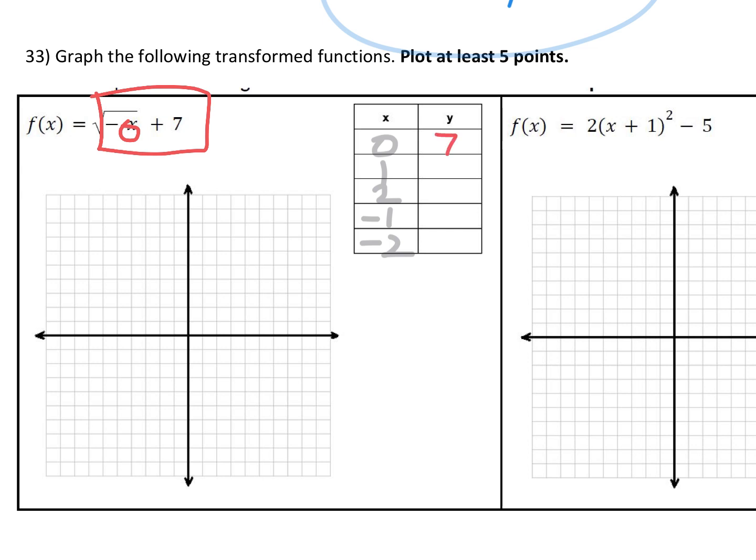Some of you guys aren't writing on your iPad right now, and I want you to, because I've just helped you with a bunch of stuff. Number 33 is what we're on right now.